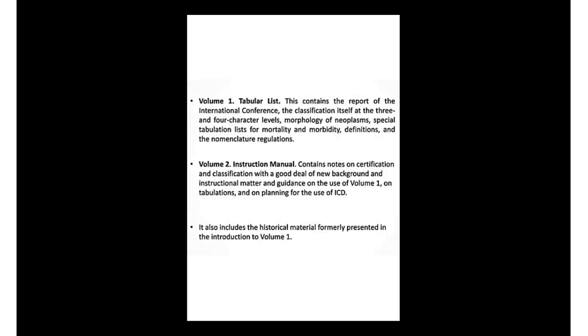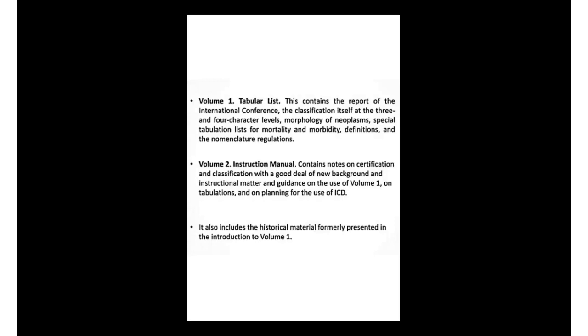Okay. So the 4 levels morphology of neoplasm specific to, so this 3-4 कैरेक्टर्स होता है. जैसे कि आपका मोर्फोलॉजी ऑफ न्यूप्लाज्म किस लोकेशन पे है वो कैंसर. ओके. Specific tabular list for the mortality and morbidity definition. Okay. And nomenclature regulation. तो ये आपका बेसिक है. We will take examples and then you will understand.